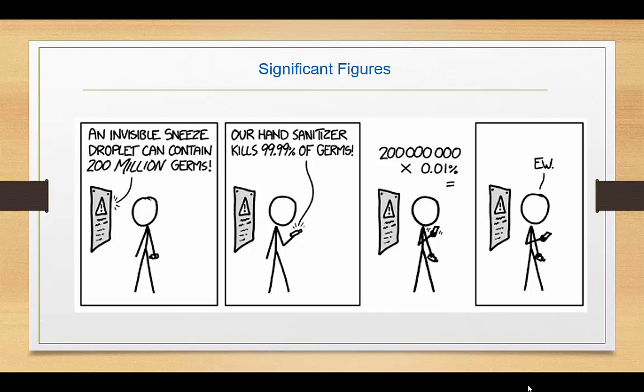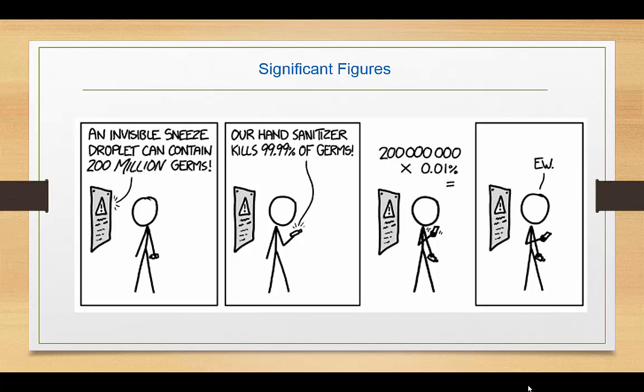So we're looking at a number of 200 million germs. We're looking at 99.99% of germs being killed. Okay, 200 million, that's a lot of germs. 99.9% of germs killed. That sounds pretty good. It sounds like there's only 0.01% of the germs surviving. But when you do the math, 200 million times 0.01, that's a lot of germs left over. So, ew. But, 200 million, 2 million, we want to look at those numbers.